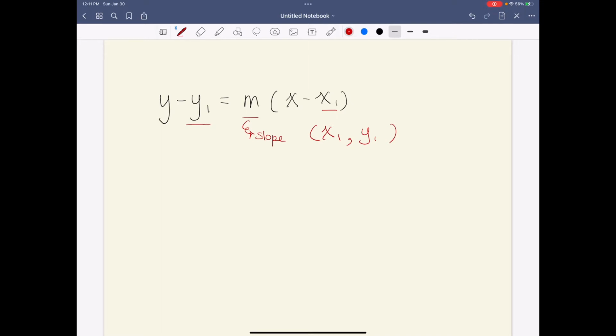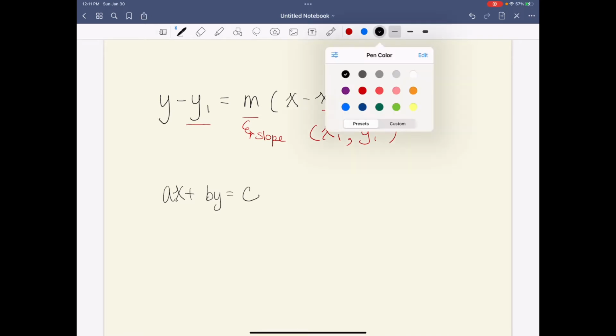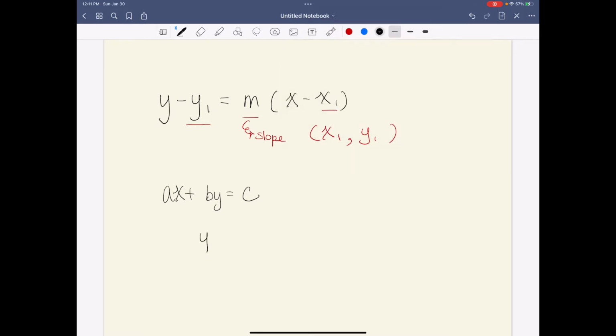Now, how do you write standard form of linear? It is ax plus by is equal to c. And if you solve this equation for y, you will have y is equal to mx plus b, and this is slope-intercept form. Here m is the slope, and here b is the y-intercept.